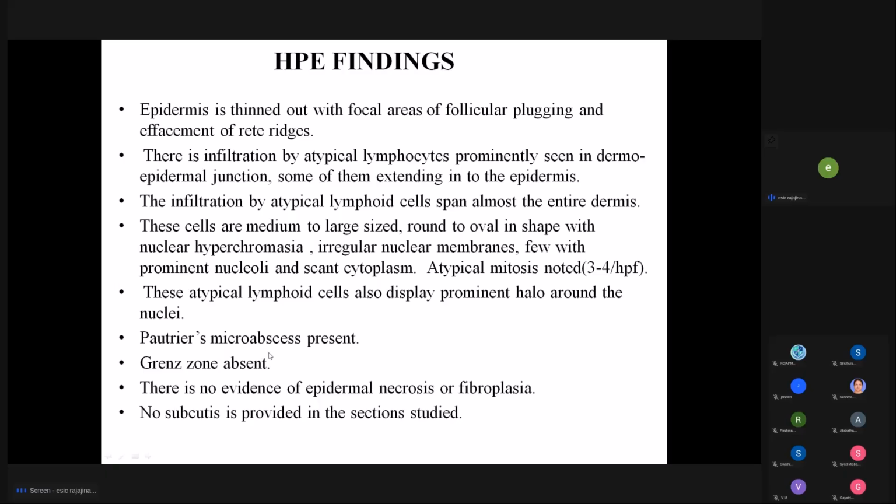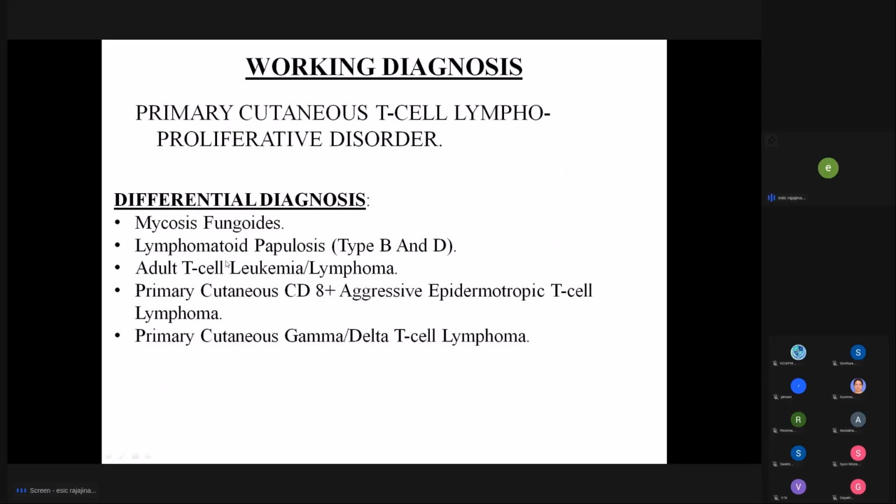Pautrier microabscess was present and a Grenz zone was absent. There is no evidence of epidermal necrosis or fibroplasia. No subcutis provided in the section studied. Depending upon the slide provided, we came to our diagnosis of primary cutaneous T cell lymphoproliferative disorder.